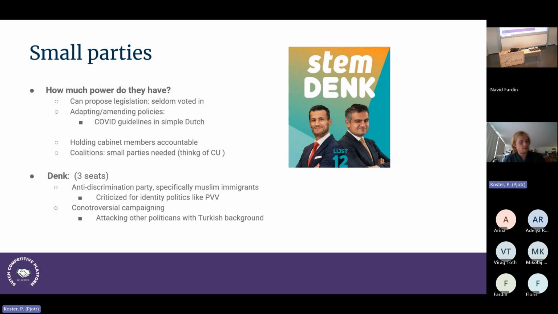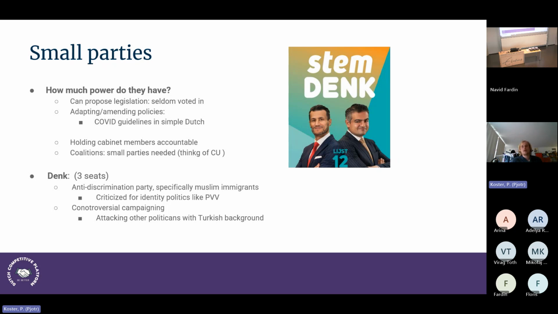Now, one of the parties I was going to talk about is DENK. DENK is an anti-discrimination party, which specifically focuses on immigrants and Muslims, and is maybe somewhat of a polar opposite of the PVV, in the sense that they stand up for these people and criticize, oftentimes specifically the PVV, and say good things for these groups.